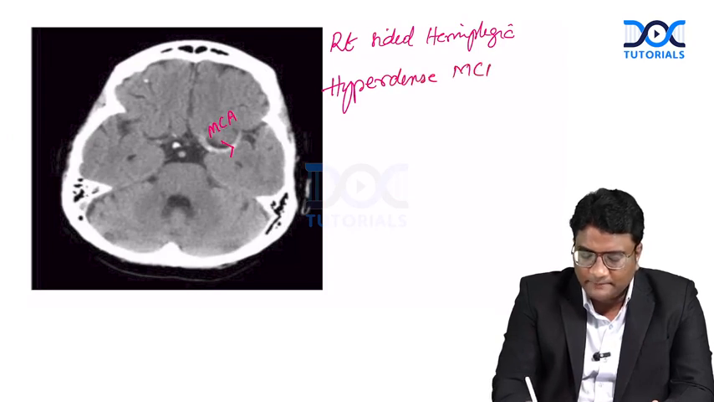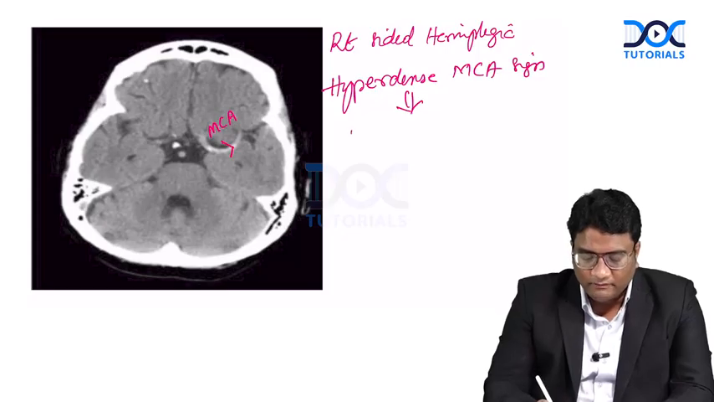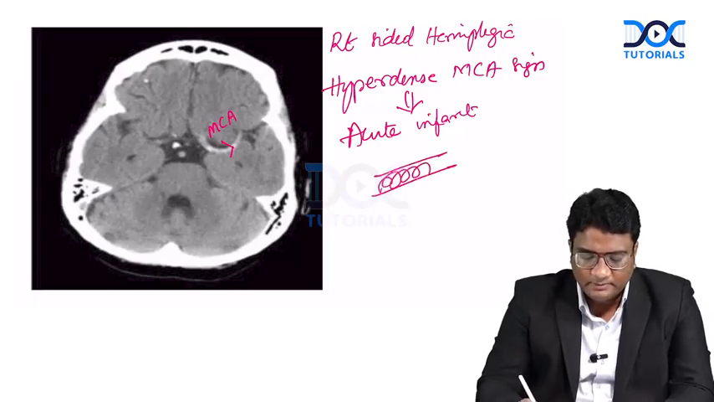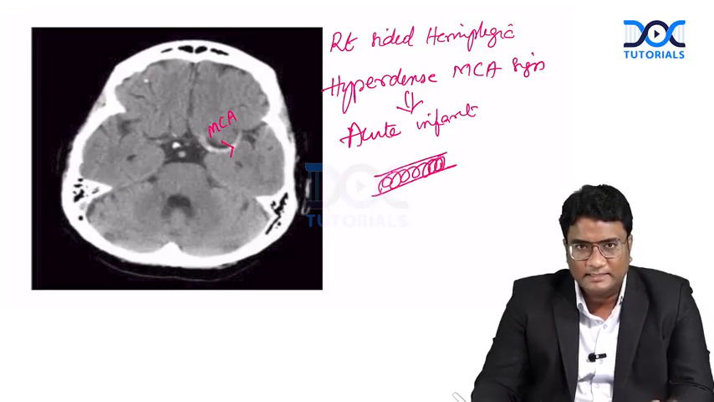Hyperdense MCA sign is a sign of acute infarct. This is suggestive of acute infarct. It is a sign seen with acute infarct. That means there is a thrombus inside the middle cerebral artery. That is what the sign tells you. Hyperdense MCA sign, suggestive of acute infarct.